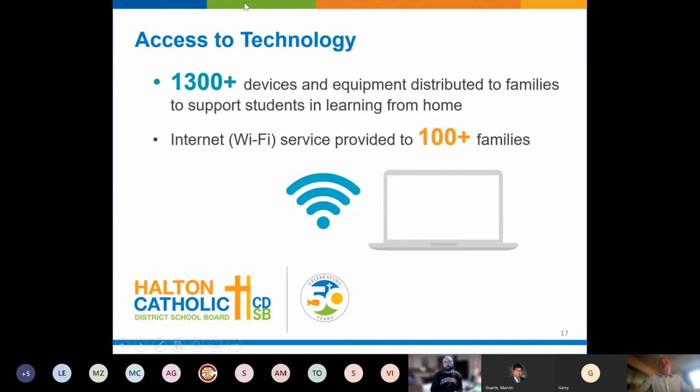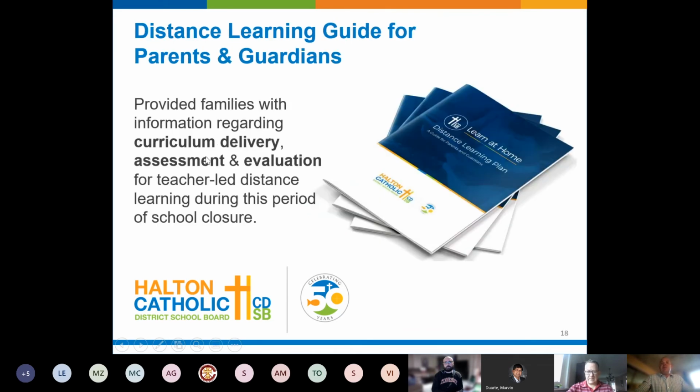Very quickly, some of the things that we've done to support families. We're continuing to give out devices even this week. I know some of our schools are going in, getting devices ready and handing them out. We've handed out over 1,300 devices. We've partnered with Cogeco to provide internet service for about 100 families. For families where Cogeco was not able to provide service, we purchased rocket sticks to be able to provide them another way to access Wi-Fi.